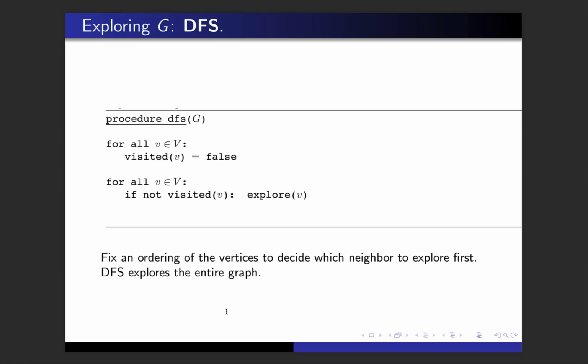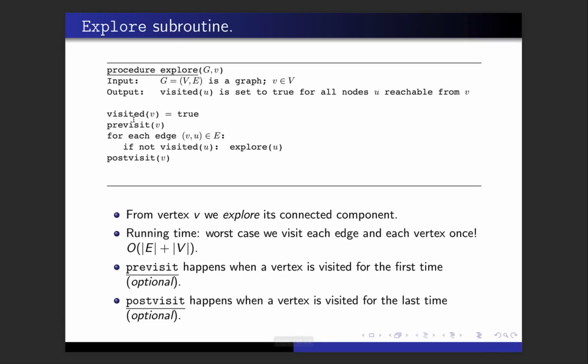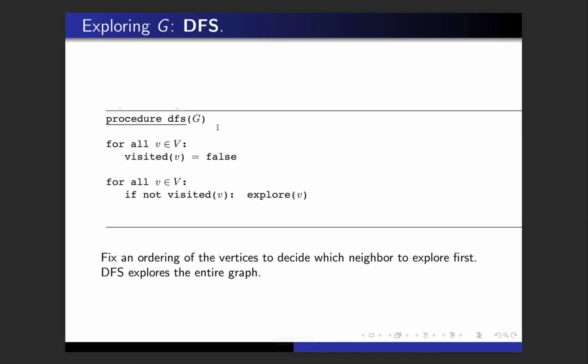In the previous slide, let me go back for a sec. We're doing the exploration from vertex V, and that means that you will only explore those vertices that are connected to V. But your graph may be disconnected. DFS is simply looping through all the vertices and doing explore from every vertex. So you start by setting every vertex to visited equal to false, and then you simply start exploring the graph. You start at any vertex V, and if you haven't visited that vertex yet, you explore the connected component of that vertex. You explore from that vertex.